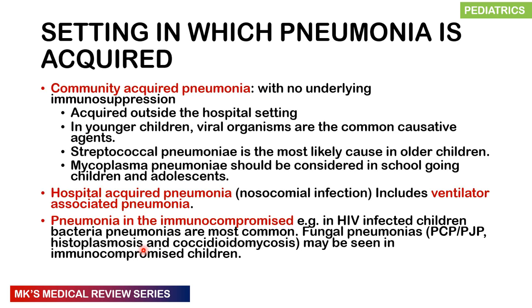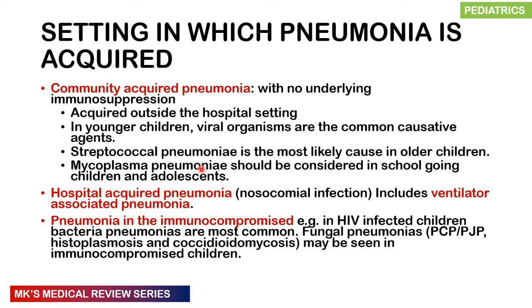How do you classify pneumonia according to the setting in which it was acquired? If someone got it at home without any immunosuppression, they are not in the hospital setup, they weren't admitted, you refer to that as community-acquired pneumonia. So in younger children, the viral causes are the commonest causative agents, whilst Streptococcus pneumoniae is likely in older children, and Mycoplasma pneumoniae should be considered in school-going children as well as adolescents.